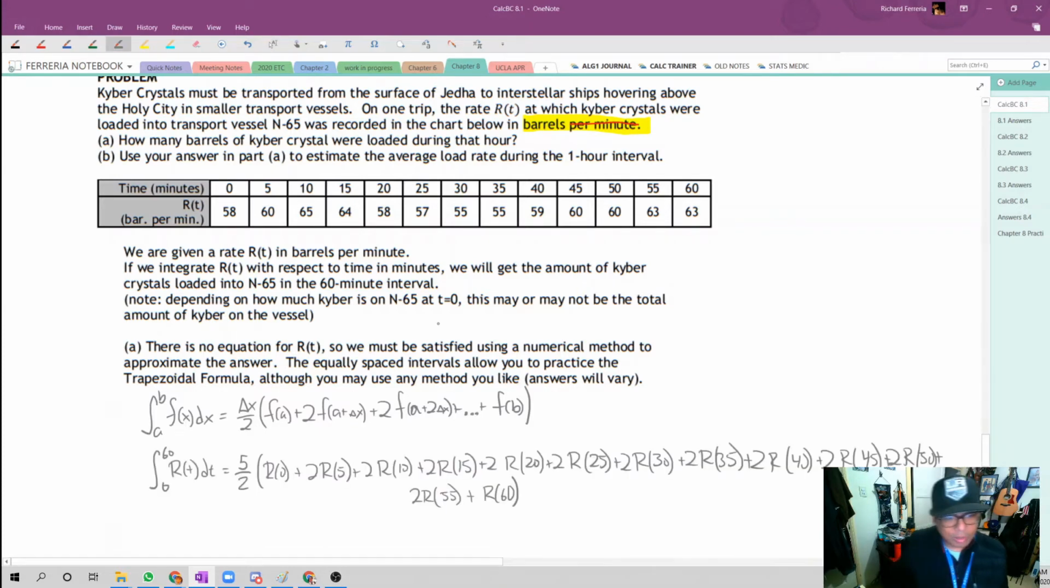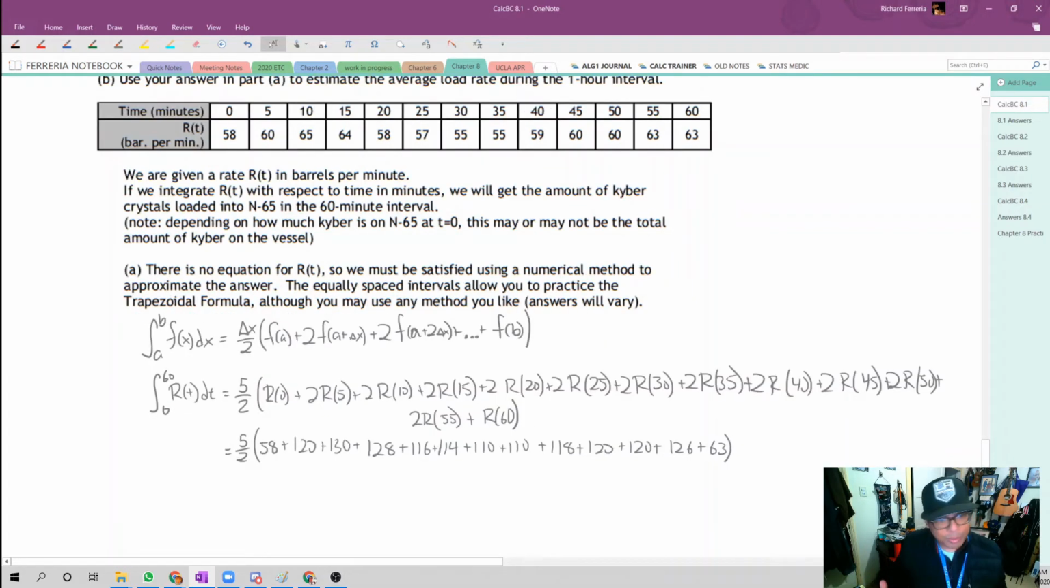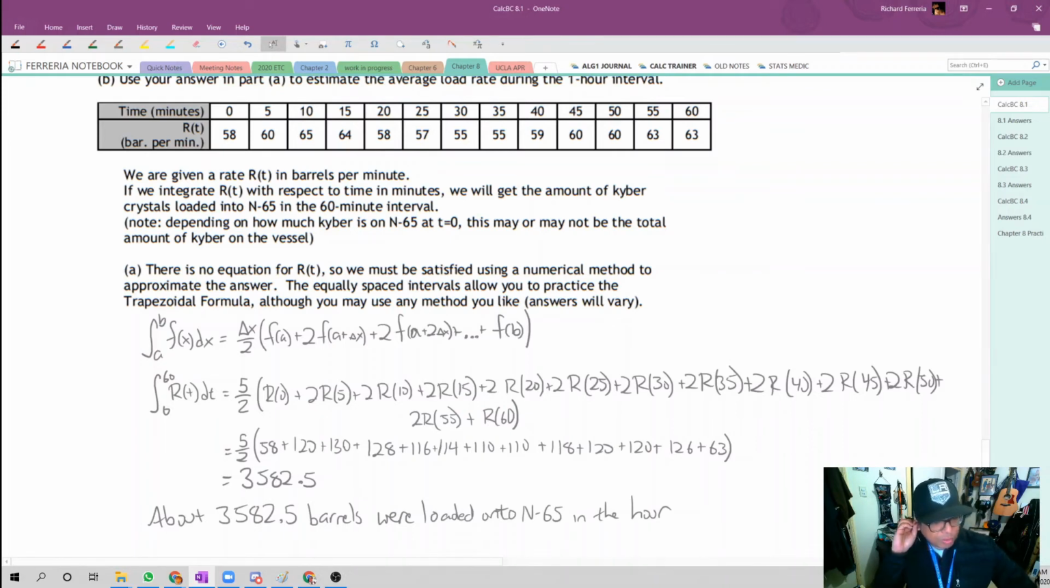And look at all of those add-ins. That's a lot of things to add together. Substitute numbers. Here I multiplied everything by 2, but certainly not necessarily. You can just write 2 multiplied by whatever it is there. And you get 3,582.5. About 3,582.5 barrels were loaded onto the N65 in an hour.